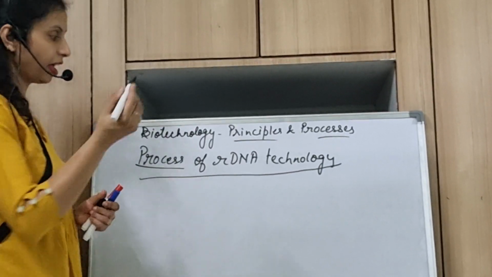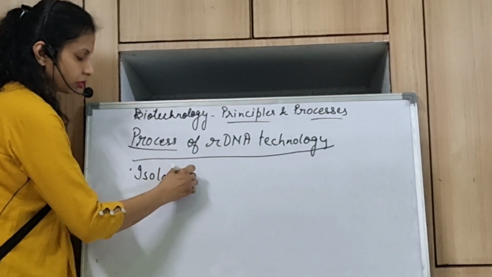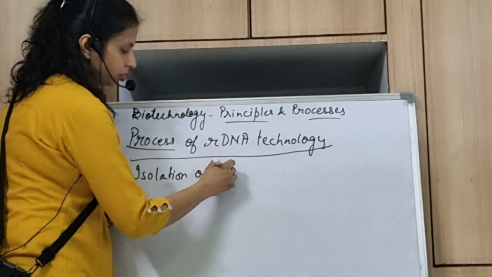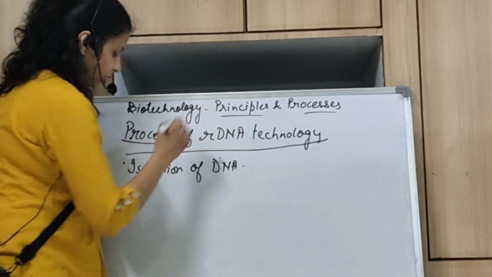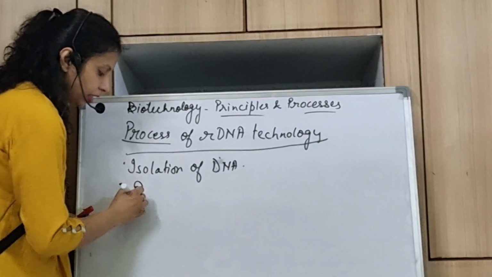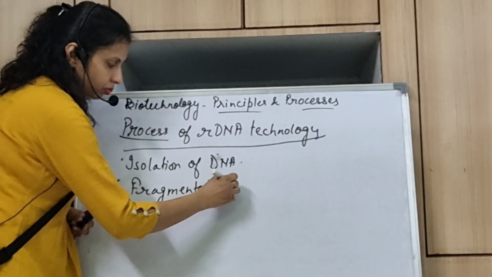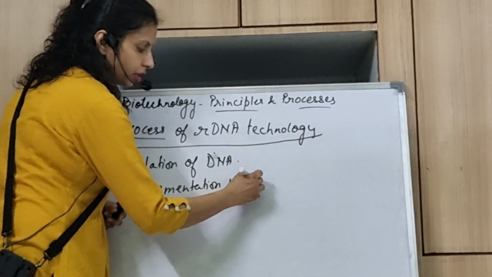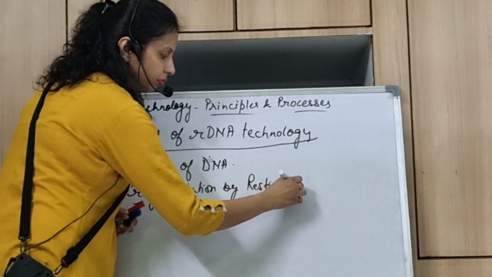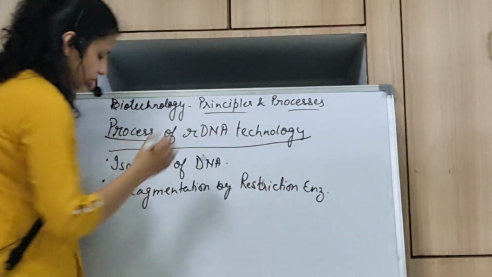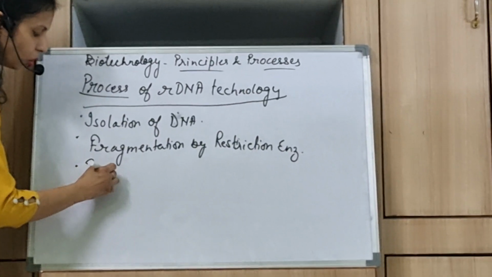So we know the very first step in rDNA technology is isolation of DNA. Second step is fragmentation of DNA by restriction endonuclease. Third step we know, transfer to host cell for cloning.